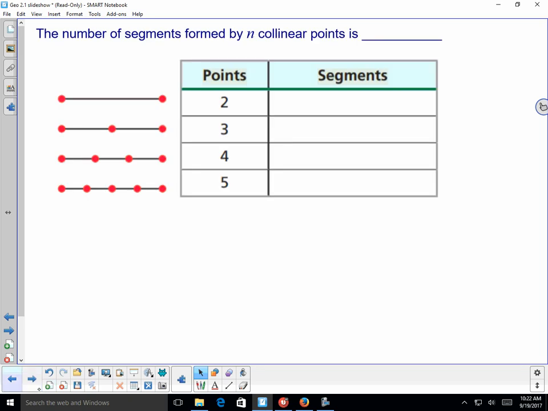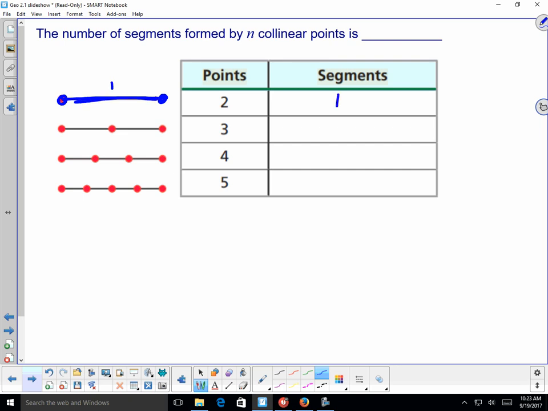All right, let's take a look at, where are we at? We're right here. Take a look at this example. It says the number of segments formed by n collinear points is what? So let's take a look at this example. We have a segment drawn here with 2 points on it. So how many segments are formed? Looks like just one segment is formed. Just this one right here, just one segment.